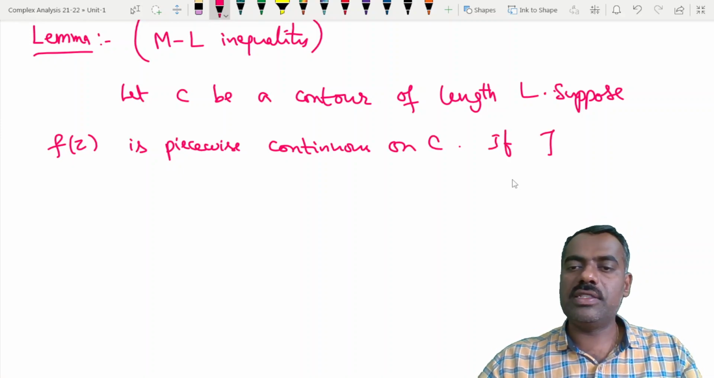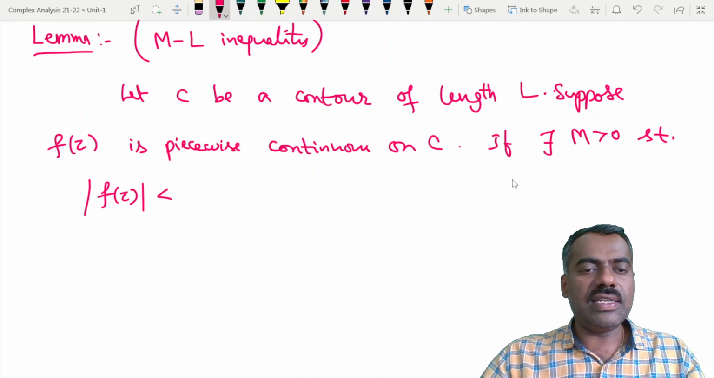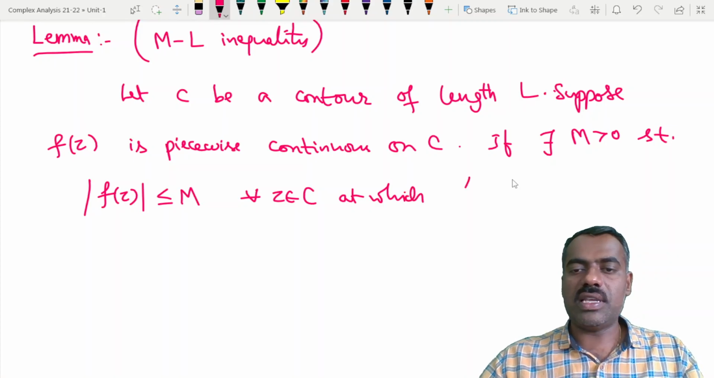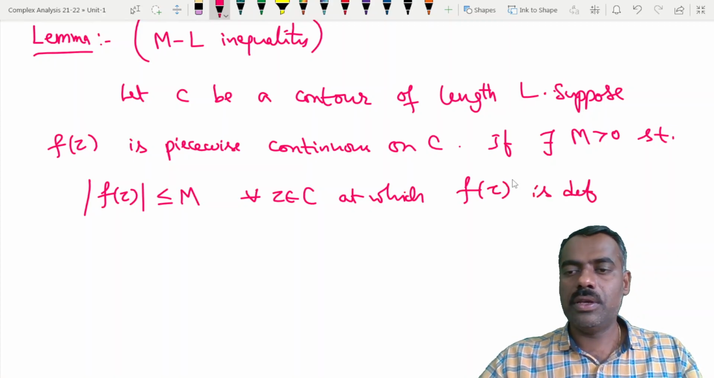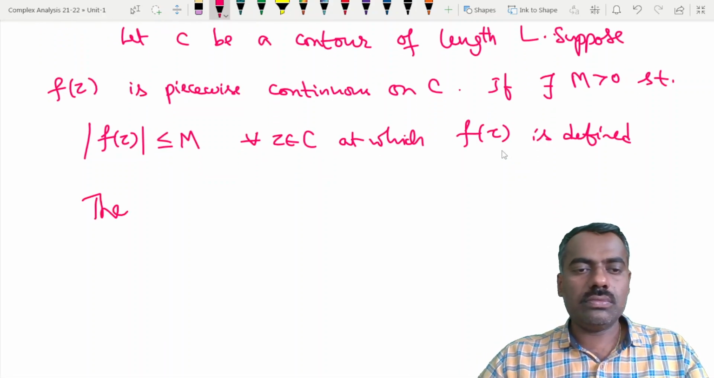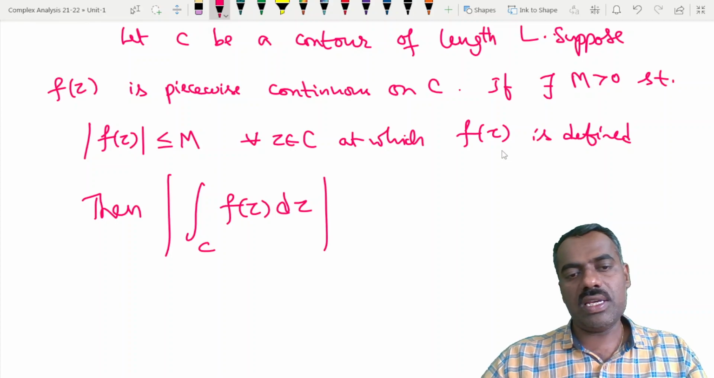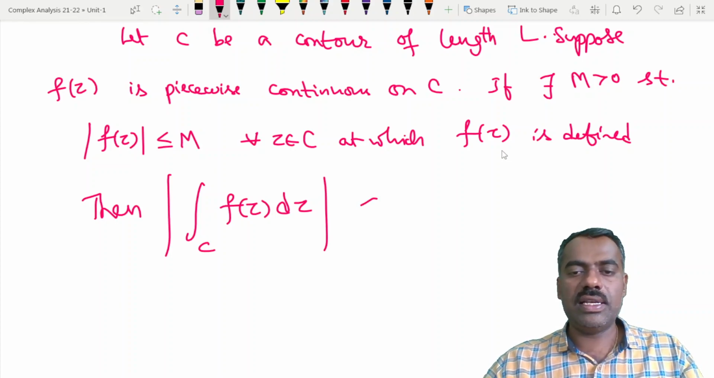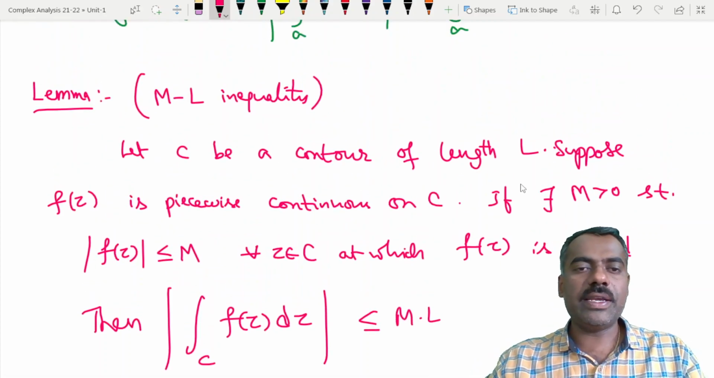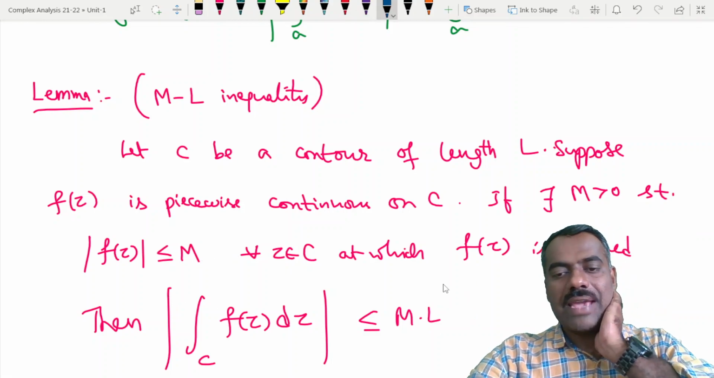Now, if there exists a real number M greater than 0 such that mod f of z is less than or equal to M for all z belongs to C, at which this f of z is defined. So wherever it is not defined, you can forget about that point. Then the modulus of the integral of f of z dz over C is less than or equal to M times L. So that's why it is called the ML inequality: whatever upper bound for modulus of f of z, times the length of this contour.